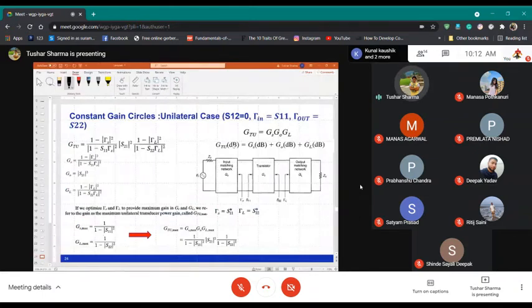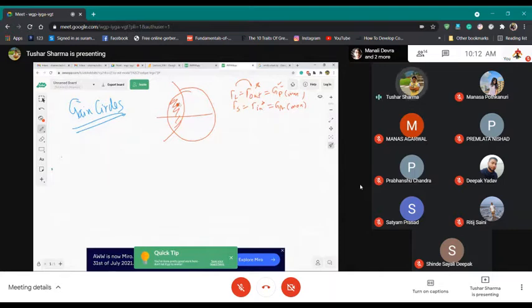Usually GS is given by 1 minus |gamma S| squared over |1 minus S11 gamma S| squared. But what if my gamma S is not S11 conjugate? If my gamma S is something else, I will have a different value of GS. So say this was 20 dB, the max gain possible. Now what will happen is that as you go away from this, your gain will decrease, but your stability will increase.